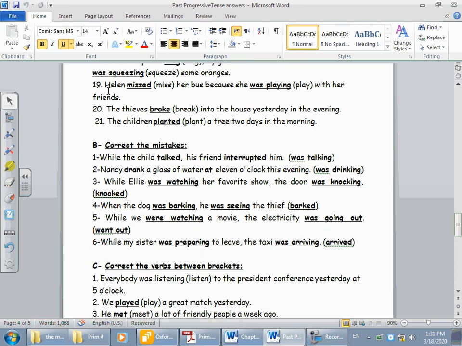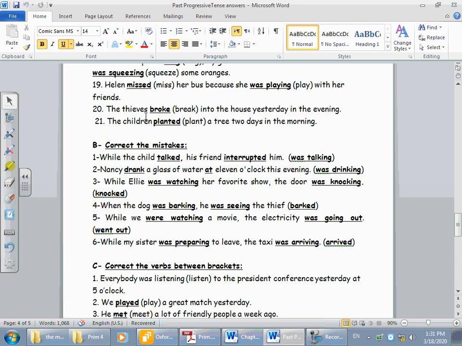Number 19: Helen missed her bus because she played with her friends. Helen missed her bus because she was playing with her friends.